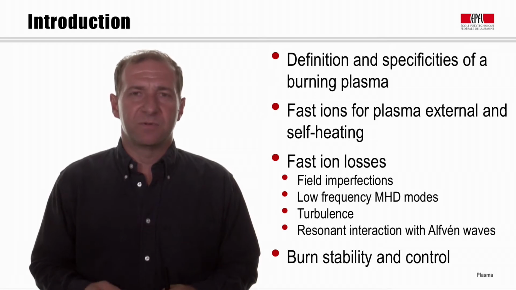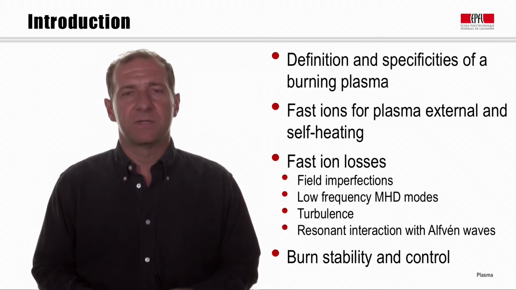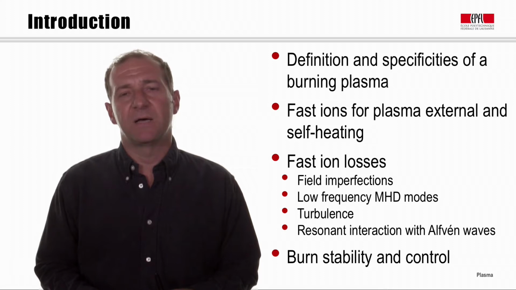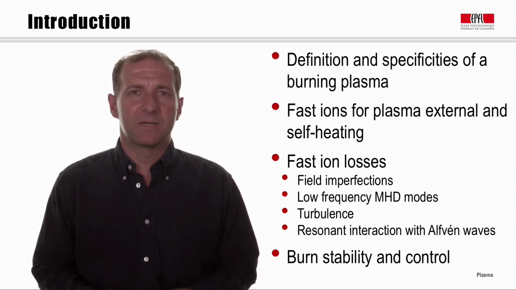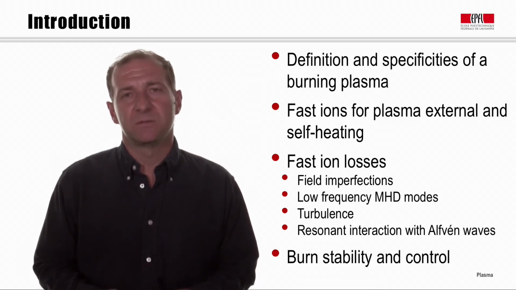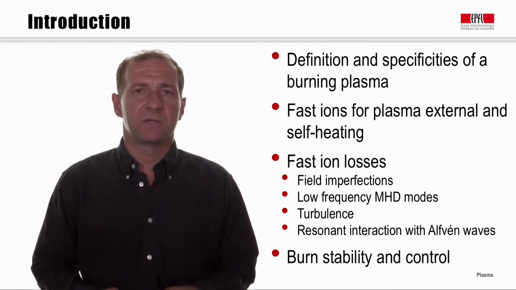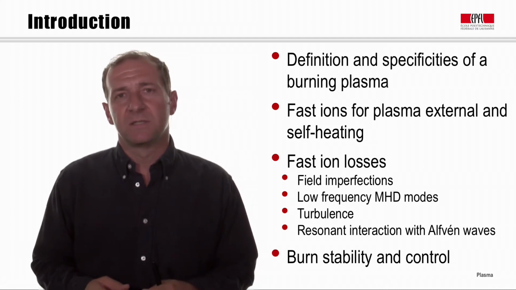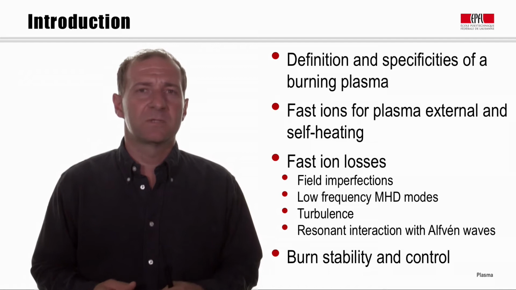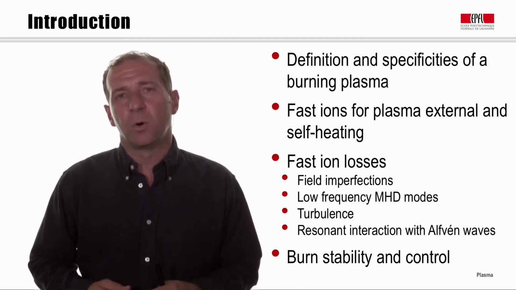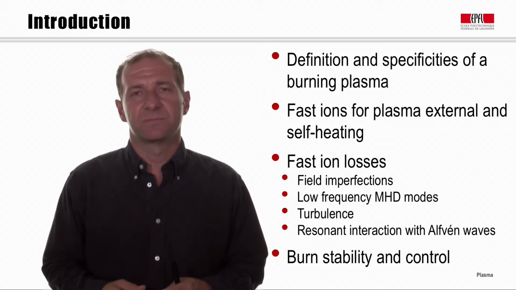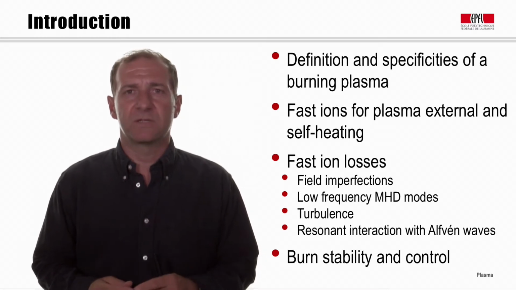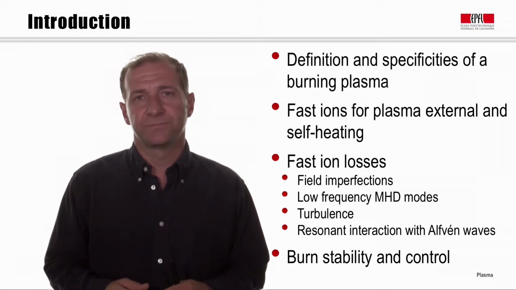We will describe the fast ions and their role in the external and the self-heating of the plasma. We will then look at the losses that fast ions can be subject to because of a number of reasons: inhomogeneity in the field, low frequency plasma modes, turbulence, or resonant interaction with alpha waves. We'll then say a few words about the stability of the burn and its control.